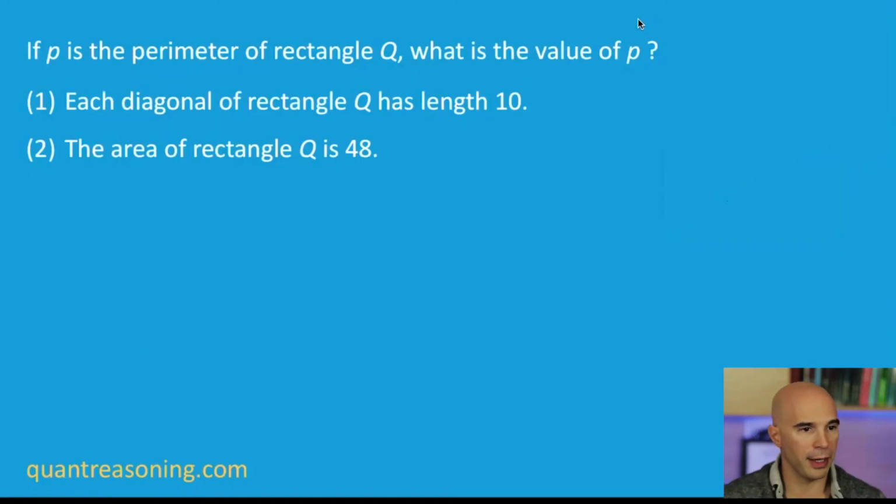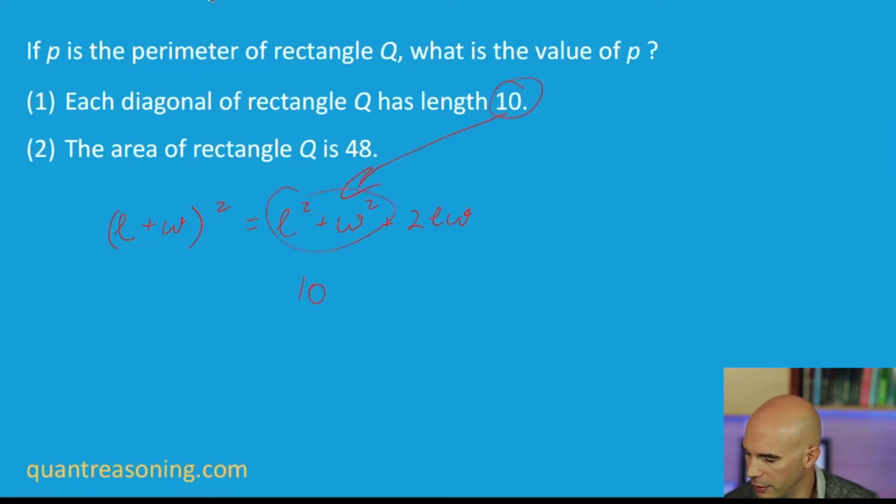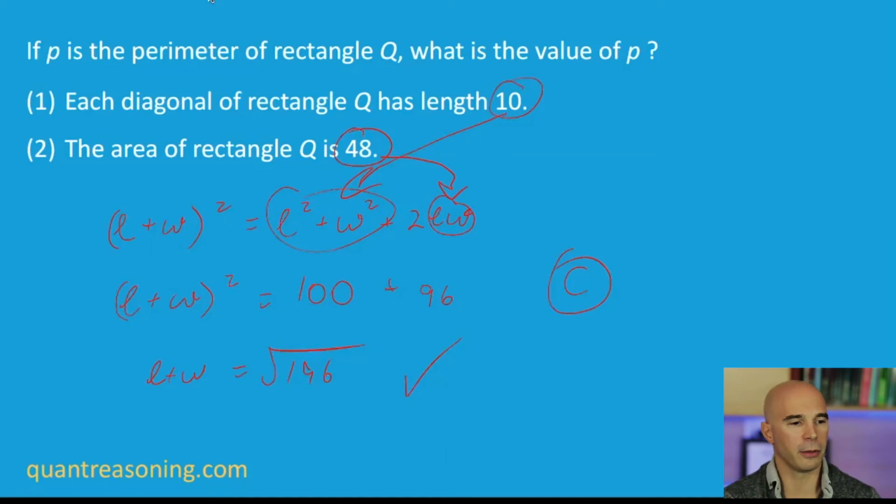So we're finally ready to combine the statements. With both statements combined, if you know the diagonal and you know the area, the easiest way to solve it at that point is probably to say (L plus W) squared is L squared plus W squared plus 2LW, and then take the 10 for that part, turning it into 100, and take the 48 for that part, which turns into 96. Then this is 196, and therefore L plus W is the square root of 196, and we're done.